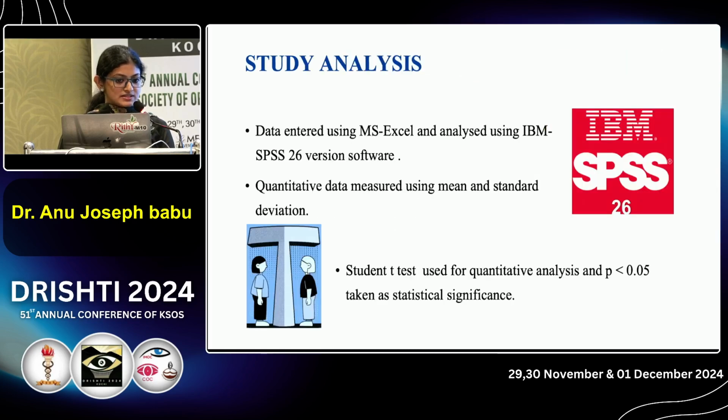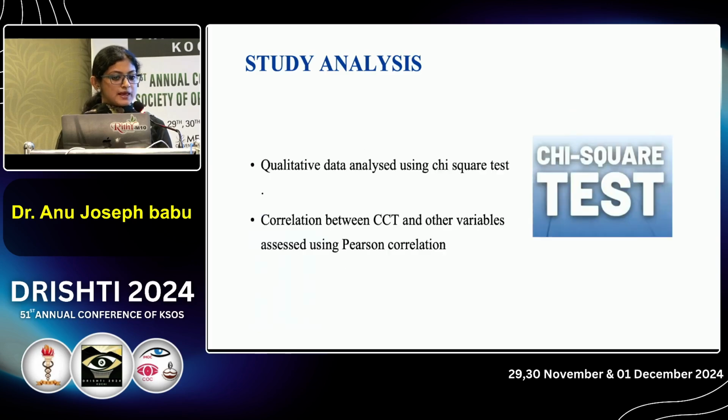Study analysis: data were entered using MS Excel and analyzed using IBM SPSS version 26 software. Quantitative data were measured using mean and standard deviation, and the student t-test was used for quantitative analysis, with a p-value of less than 0.05 taken as statistically significant. Qualitative data were analyzed using the chi-square test, and correlation between CCT and other variables was assessed using Pearson correlation.